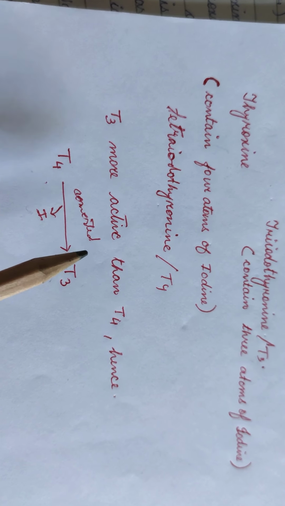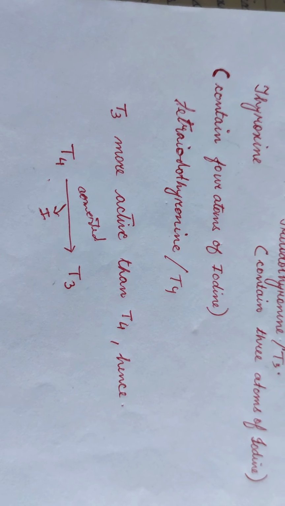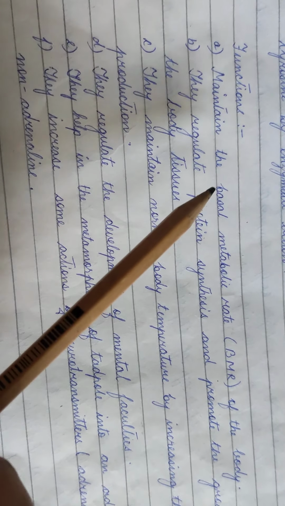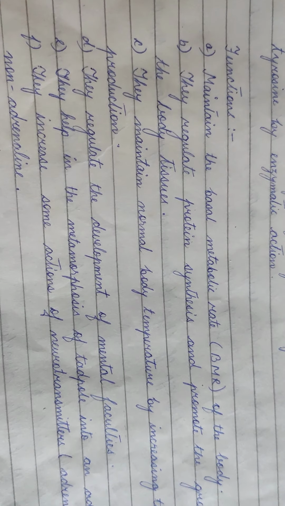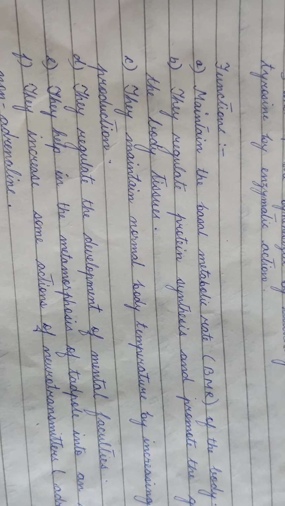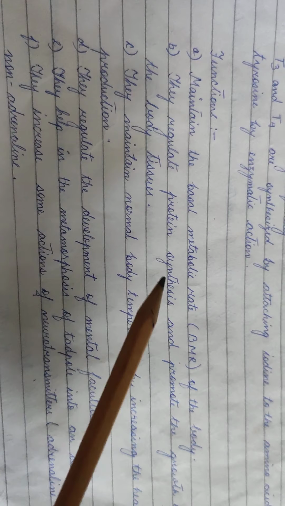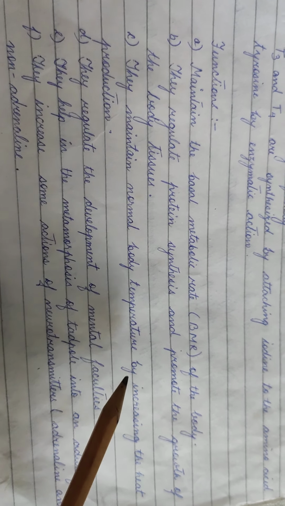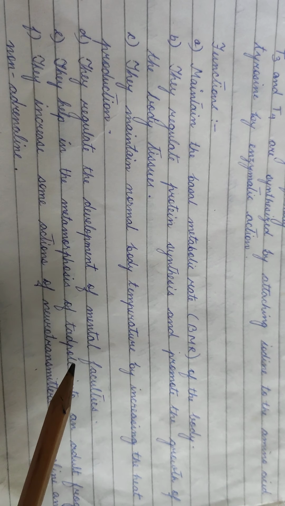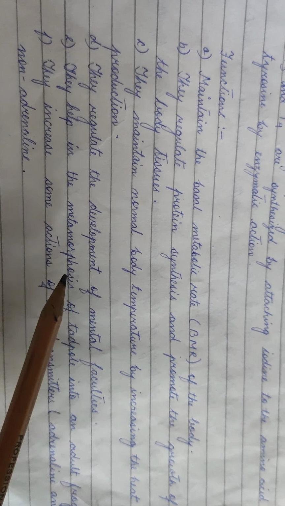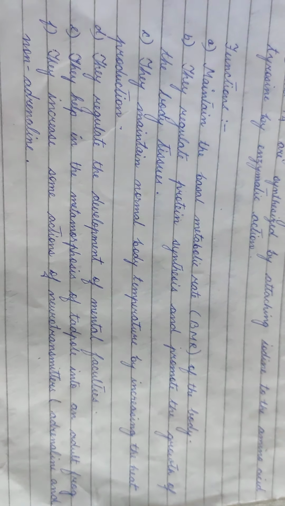T4 and T3 have virtually identical effects on the target cells. Hence, together they are considered as thyroid hormone. The functions of thyroid hormone are: maintain the basal metabolic rate of the body. You can say the whole metabolic activity of the body is controlled by the thyroid hormone. They regulate protein synthesis and promote the growth of the body tissues. They maintain normal body temperature by increasing heat production. They regulate the development of mental faculties. They help in the metamorphosis of tadpole into an adult frog. They increase some actions of neurotransmitters.